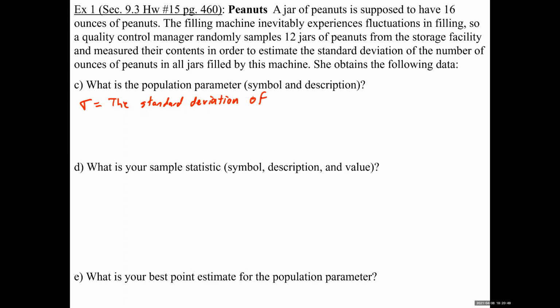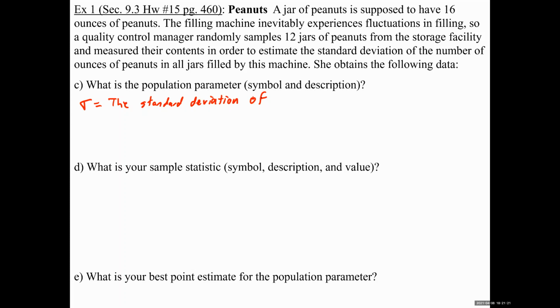After you write that, standard deviations can only be calculated from a group of numbers. So the next thing you have to mention is what group of numbers they're finding the standard deviation of. Sometimes someone will say standard deviation of the jars of peanuts. Jars of peanuts are not numbers. What about the jars are we finding the standard deviation of? Someone tell me. The ounces. The number of ounces.